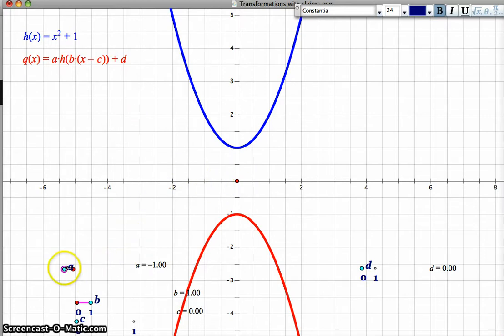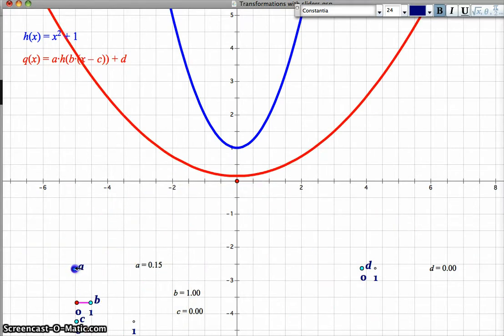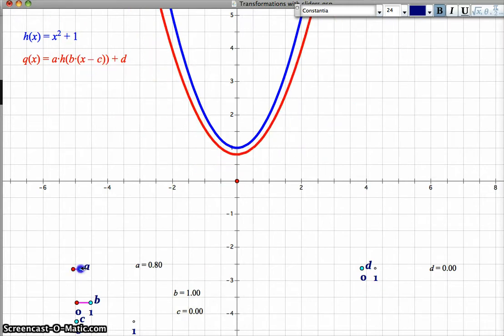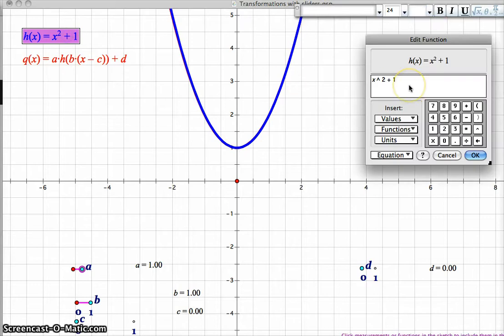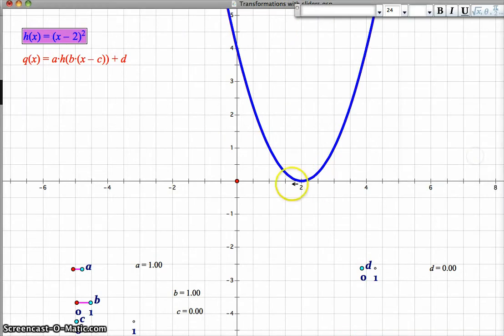Now, I'm going to set A back to 1 again and look at a second possible reflection, the reflection over the y-axis. To do that, it helps to change this original function to something such as this function, which is the function we're now going to look at. The quantity x minus 2 squared.